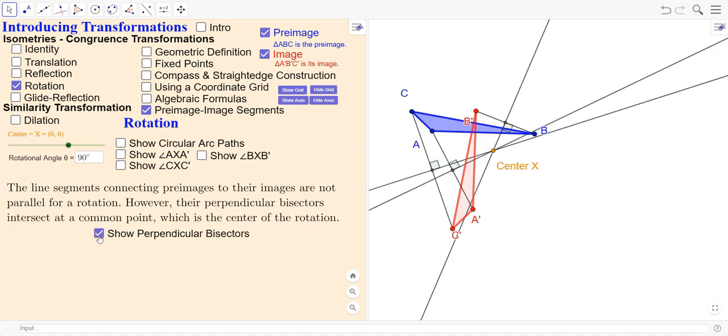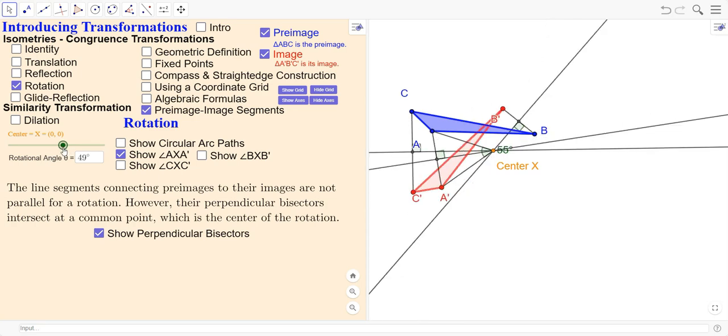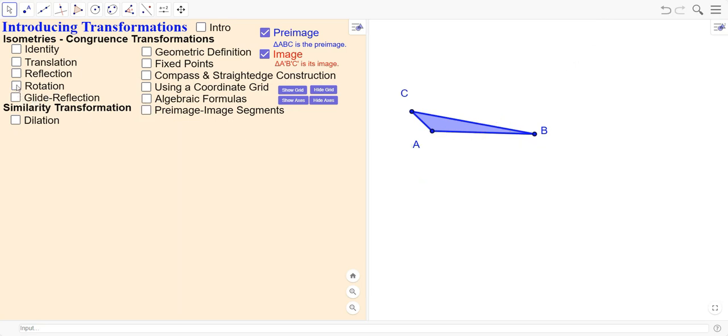Well, it turns out though that the midpoints are not in a line, but their perpendicular bisectors do intersect at a point, and that point is the center point. Once you've identified the center point, you can identify the angle, say from A to the center to A prime, and now you've identified the angle and the center. You've identified it as a specific rotation. Okay, so those are the most basic ones: identity, translation, reflection, rotation.